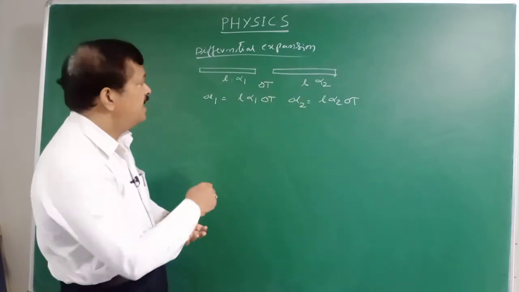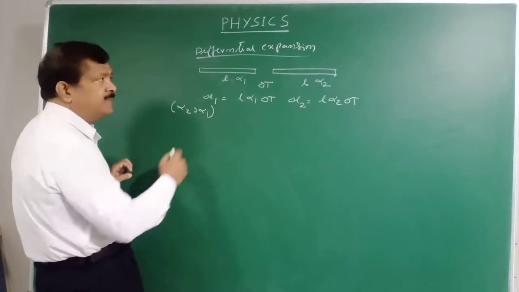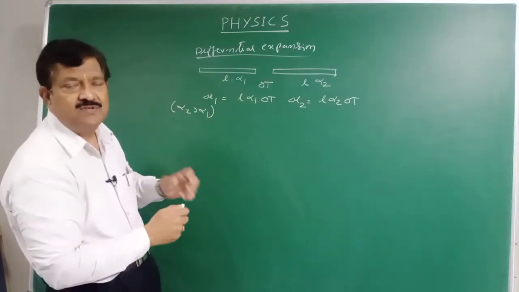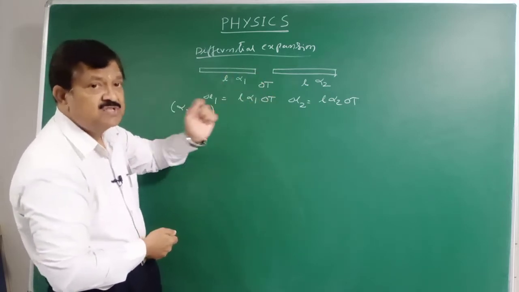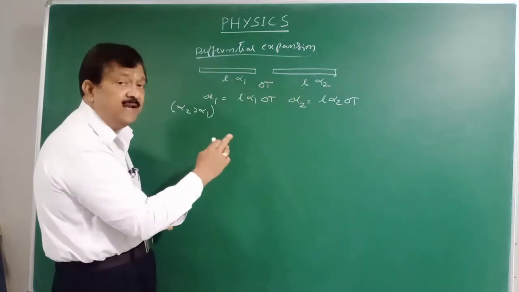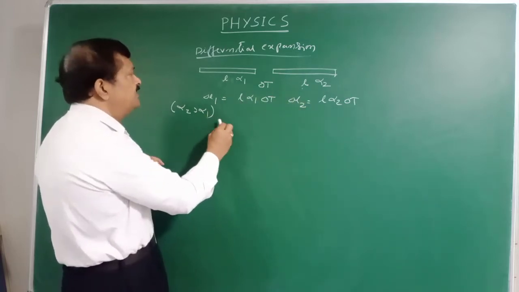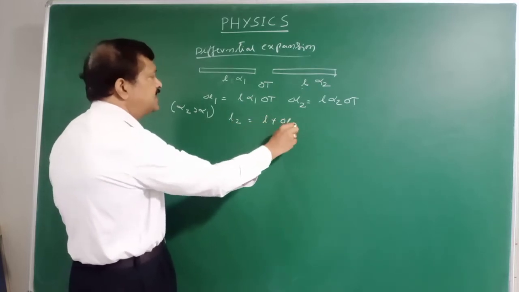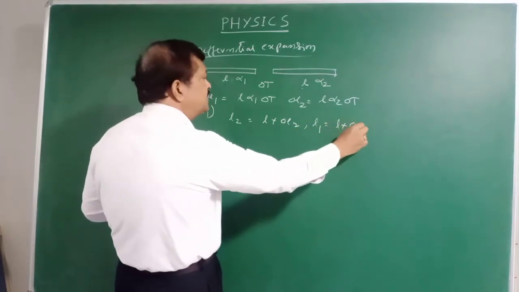Let us suppose alpha 2 is greater than alpha 1. That means the second rod has a larger coefficient of expansion than the first one. So clearly, because of the larger value of alpha, it expands more than the first one. The initial lengths are the same, but the final lengths are not the same because their expansions are different. The final length of the second rod, L2, is L plus delta L2, and for the first rod the final length L1 is L plus delta L1.